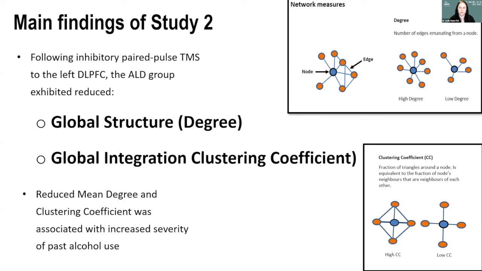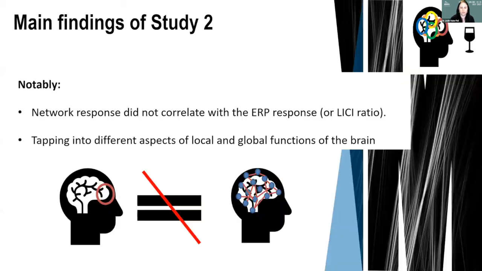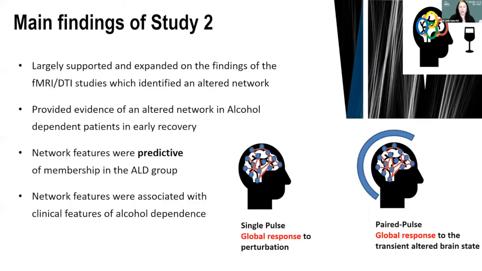Both reduced mean degree and decreases in clustering coefficient were strongly associated with increased severity of past alcohol use. We also examined whether the network response correlated with the ERP response, and we found it did not correlate. Therefore, it appears we are tapping into two different aspects of local and global functions of the brain across these two studies. Our findings identified altered networks which persist in early recovery and noted a relationship between altered network features and clinical aspects of alcohol dependence.